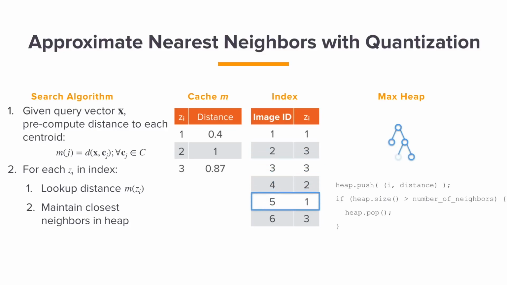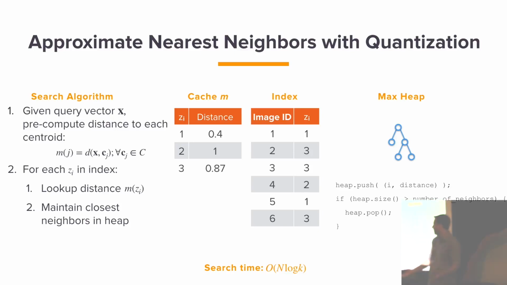And whenever my max heap gets bigger than k, the number of neighbors I want, I pop the max off. That's where the log k comes in. Makes sense? Every insertion into this max heap takes log k. I've got to do n of them. Getting the distance is constant because I pre-computed it, right? So this sounds great, right? It's still linear, but it's a fast linear.